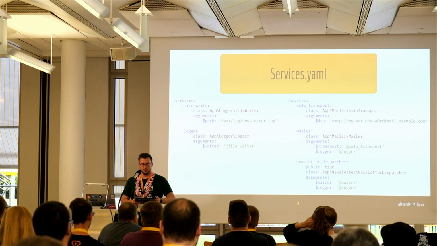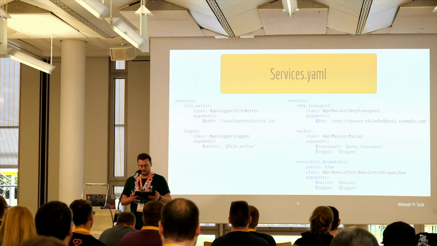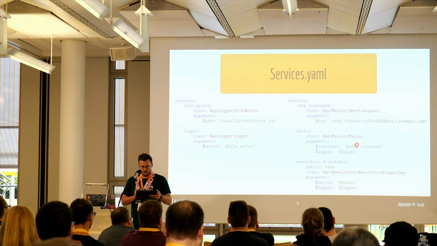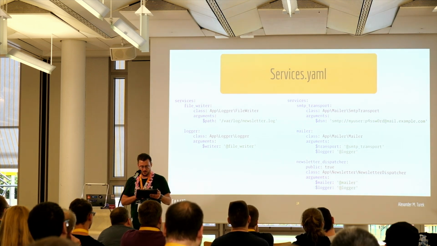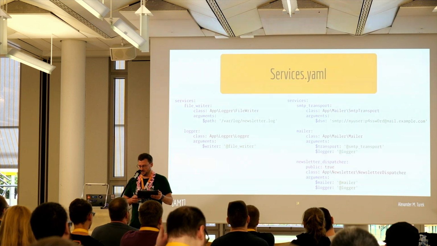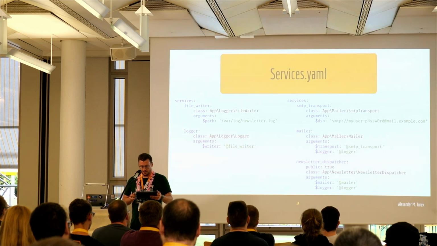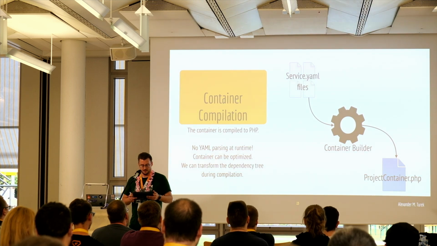So pretty straightforward. I just tell the container what to do if a certain service is being requested. And we have the same here for the mailer. The mailer needs a transport, so we have the SMTP transport service defined here, and it needs a logger, so we use the same logger as we defined here. And we have finally our newsletter dispatcher. It is an instance of newsletter dispatcher. It receives the mailer and the logger, and it has to be public. I will show later why it is public.